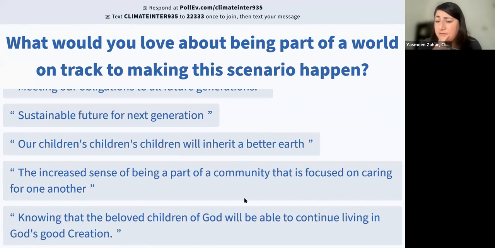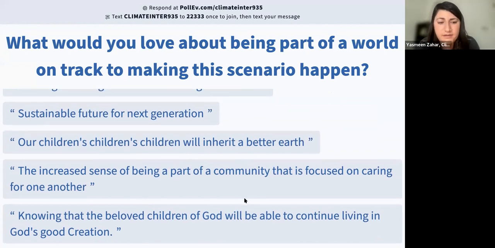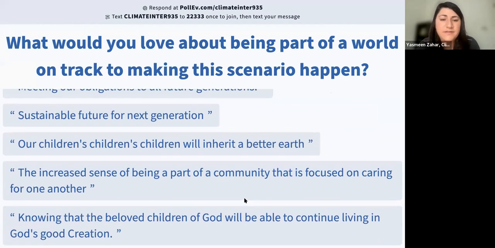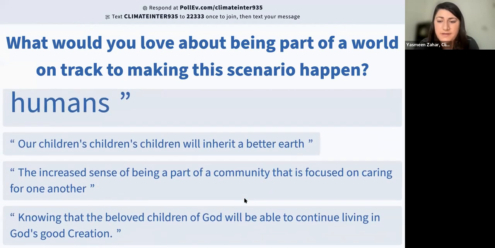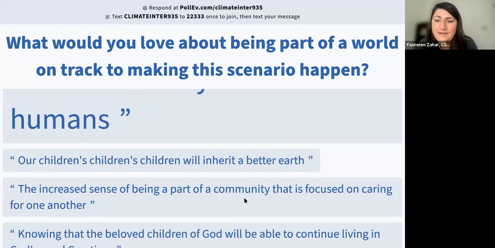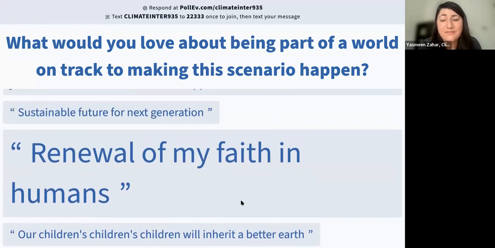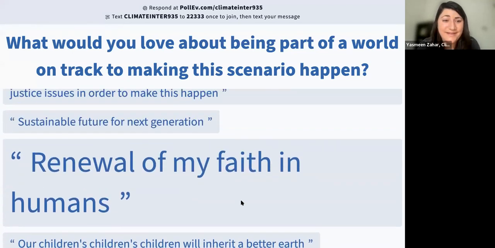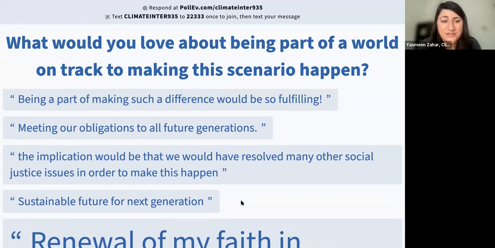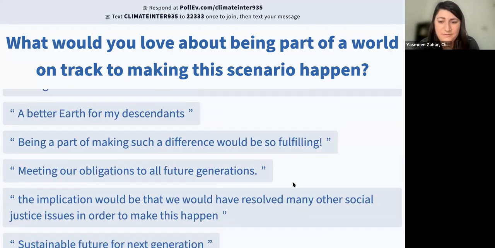Knowing that the beloved children of God will be able to continue living in God's good creation, the increased sense of being a part of community that is focused on caring for one another. Our children's children's children will inherit a better earth. Renewal of my faith in humans. Yeah. Sustainable future for the next generation. The implication would be that we would have resolved many other social justice issues in order to make this happen. Yes, so important. That's a really great one.